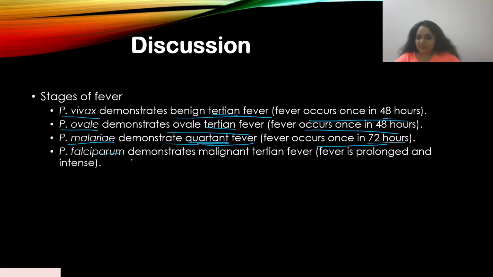Now, falciparum is different from the other 3. Falciparum demonstrates malignant tertian fever. When you see malignant tertian fever, the fever is prolonged and intense. It's not like once in 48 hours or 72 hours. It's prolonged and intense.